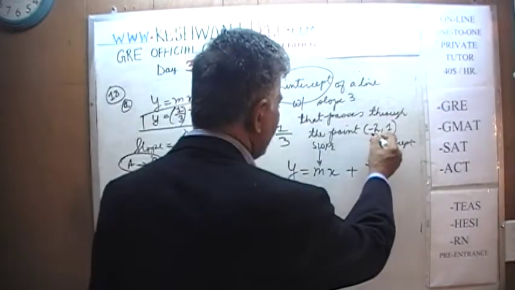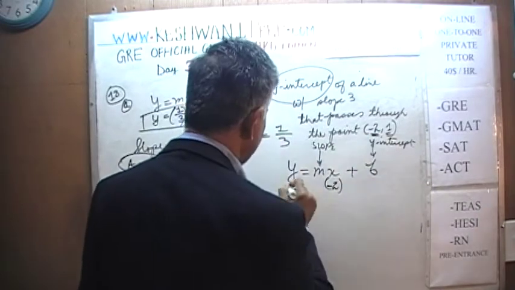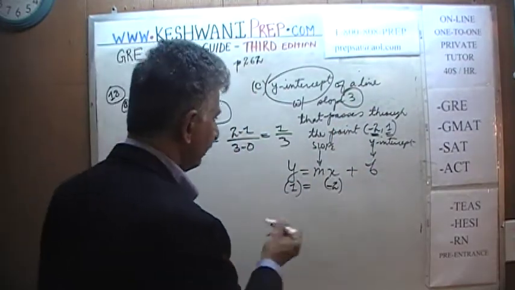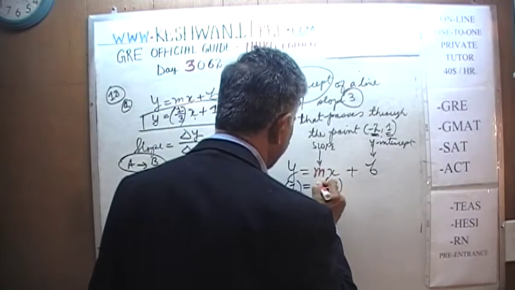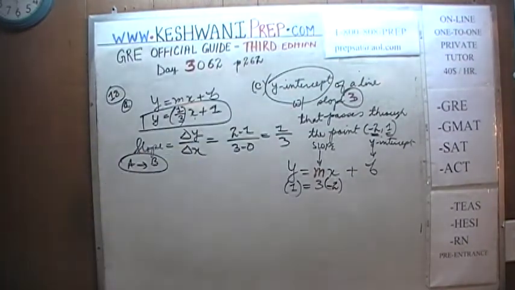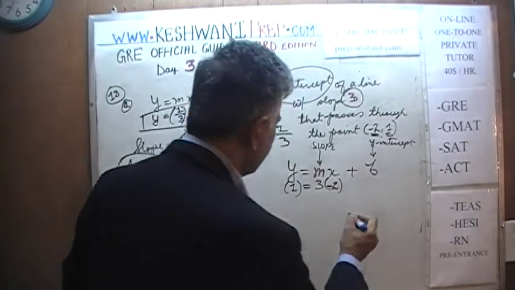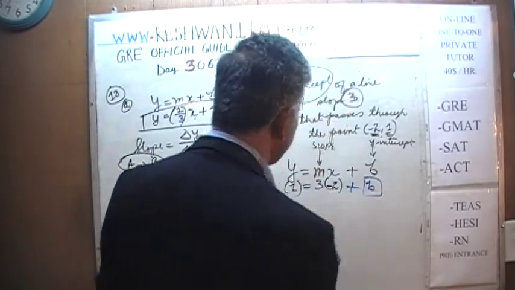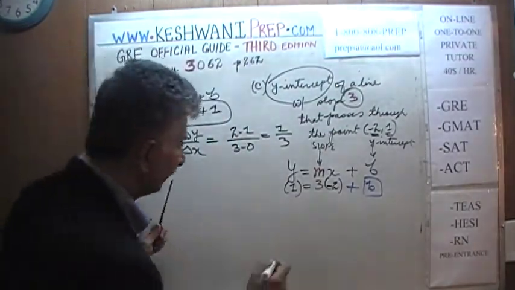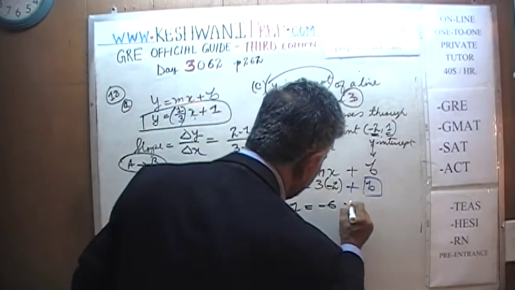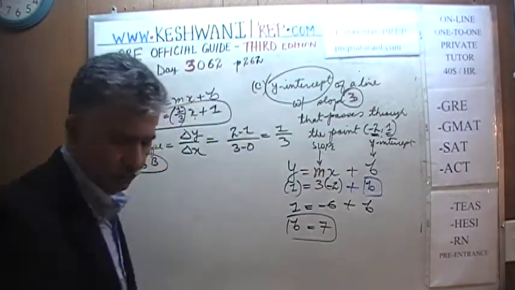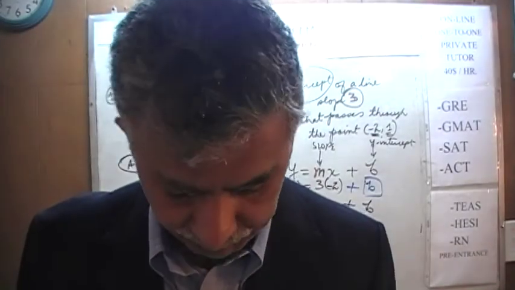Again, pay attention. -2 is the x, +1 is the y. And slope happens to be 3, we are told. Plus b, which is the guy we're interested in. So we just have to solve for b. 3 times -2 is -6. So we get 1 equals -6 plus b. Bring the 6 to the other side and we end up with b equals 7. The y-intercept happens to be 7 for this line.